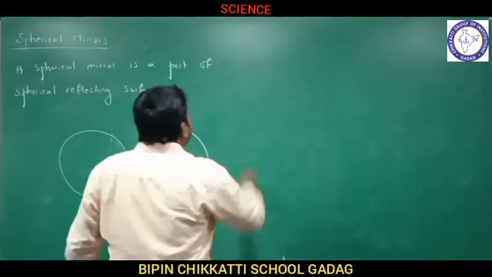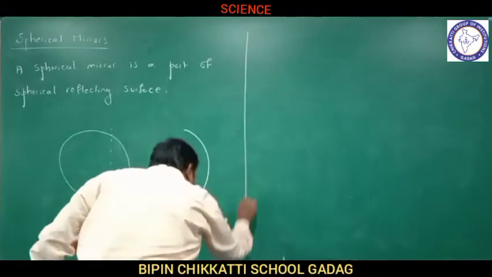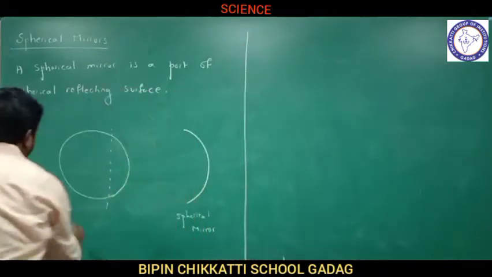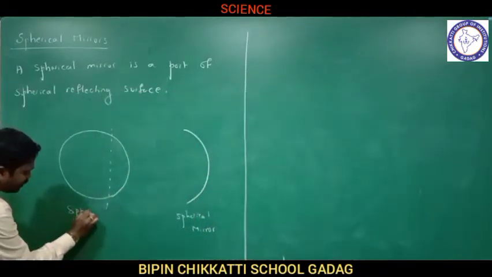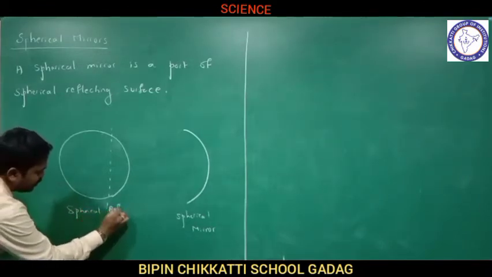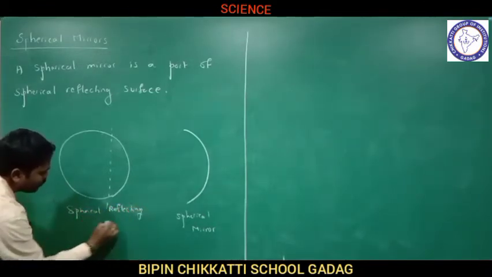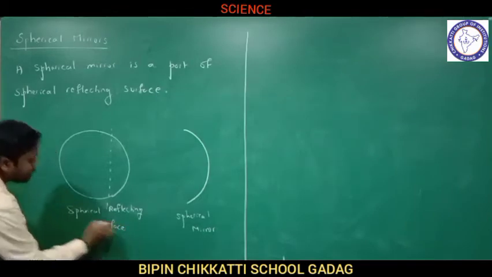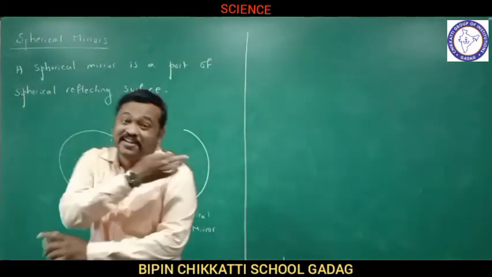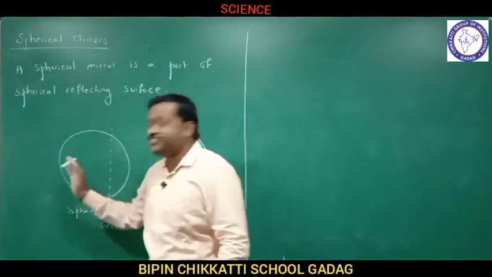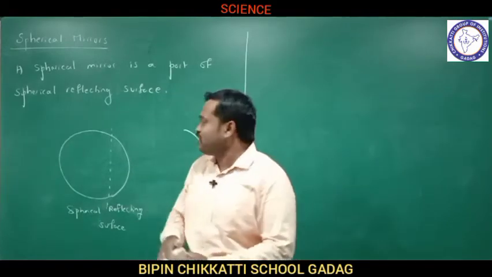Now this spherical mirror, let me consider like this. This is a spherical reflecting surface. It is a hollow sphere, right? If you stand outside, you can see your face, right? Meaning the reflecting surface is outside.